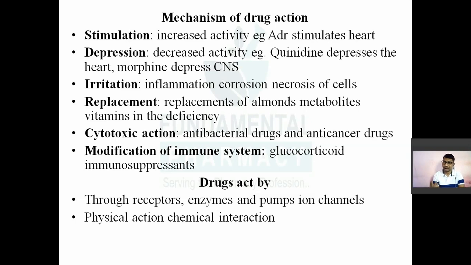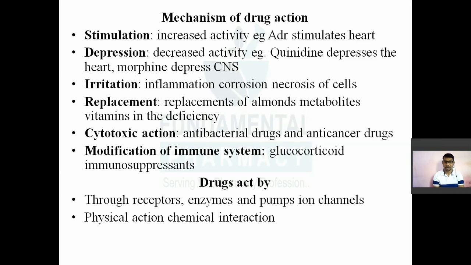So adsorption of unabsorbed toxin from your stomach, that will be adsorbed on the charcoal. So that is a physical action. Chemical action, for example, if you are using any antidote in case of heavy metal poisoning, calcium EDTA. Calcium EDTA is nothing but the chemical antidote. So it will form a complex with the heavy metal by chemical interaction.